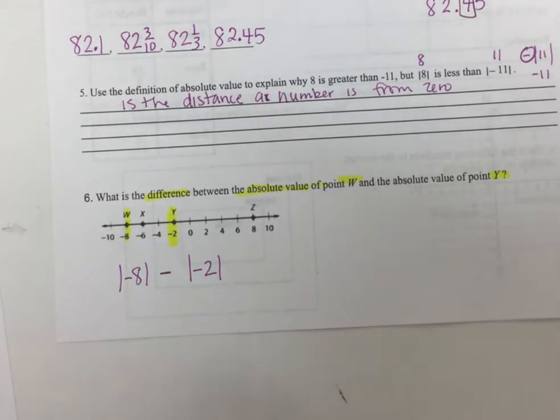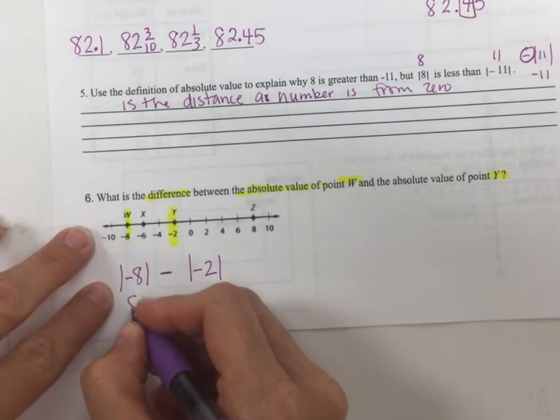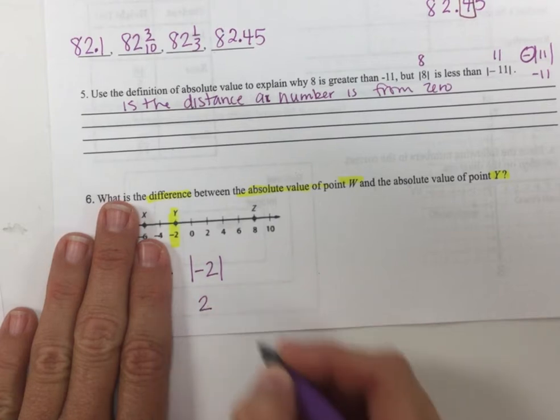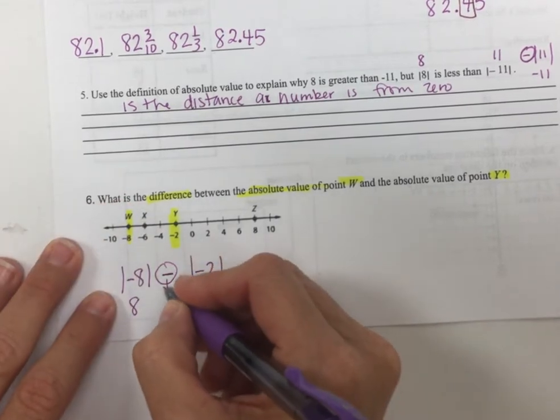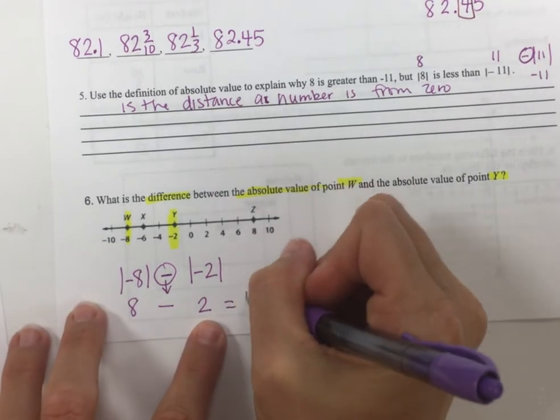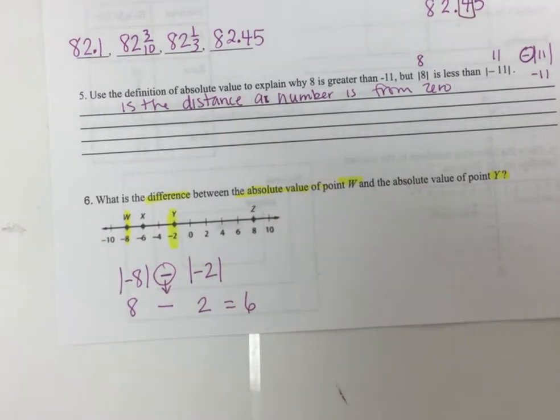So let's take those out. The absolute value of -8 is 8. The absolute value of -2 is 2. And this guy says, hey, bring me down. So 8 minus 2 is going to give you 6.